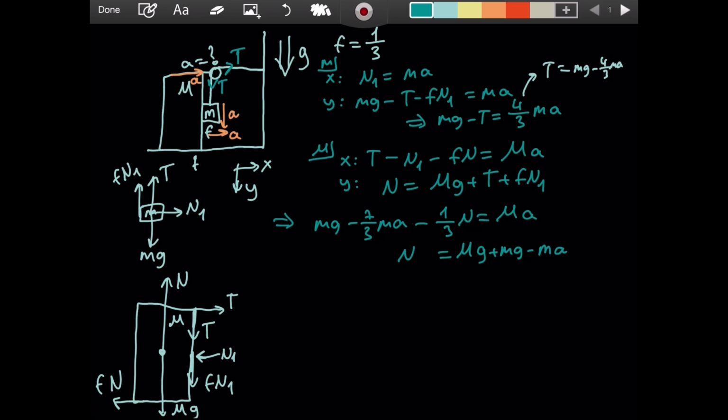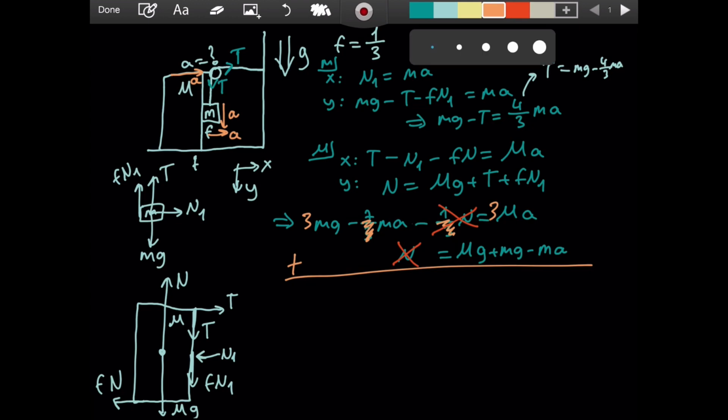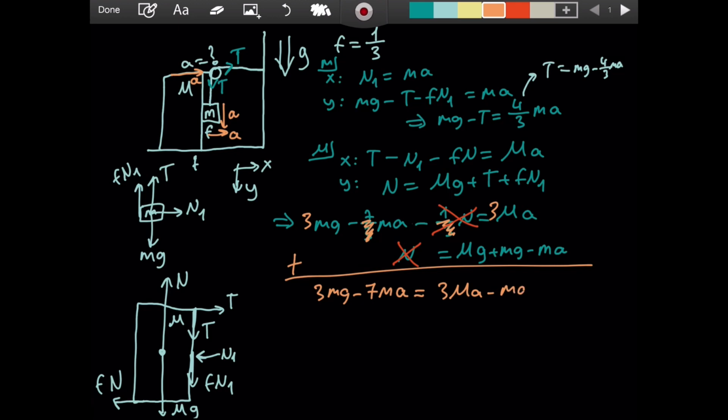Now at this point, I think you can realize that if I multiply the top equation by 3, this coefficient is cancelled, this coefficient is cancelled, this is 3. And if I add them side by side, I get rid of this N. And I will be able to solve for a in terms of the given quantities. So let's just do that. We will have 3mg minus 7ma equaling 3Ma minus Ma plus Mg plus mg.